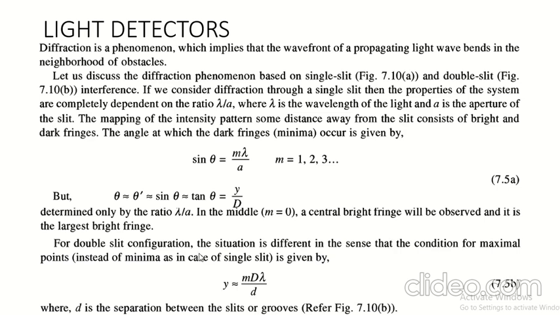For the double slit configuration, the situation is different in the sense that the condition is for maximal points instead of minima as in the case of the single slit. In the single slit, we are considering the condition for minima, but in the double slit configuration, we are checking the condition for maximal points, where y equals m d lambda by A, where d is the separation between the slits or grooves.